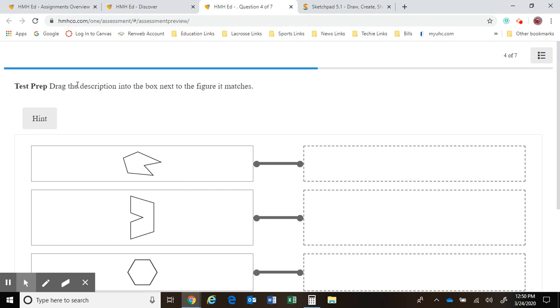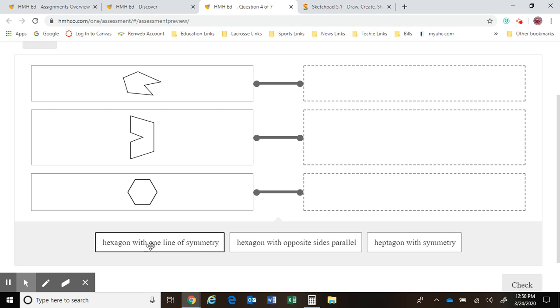Okay, now drag the description to the box next to the figure it matches. I've got hexagon with one line of symmetry, hexagon with opposite sides parallel, heptagon with symmetry. Okay, so hexagon, that has 6 sides. Heptagon, that's a 7-sided figure. So let's find out which one is the 7-sided figure here. 1, 2, 3, 4, 5, 6.